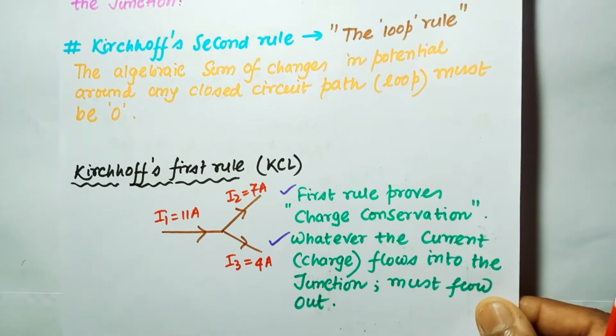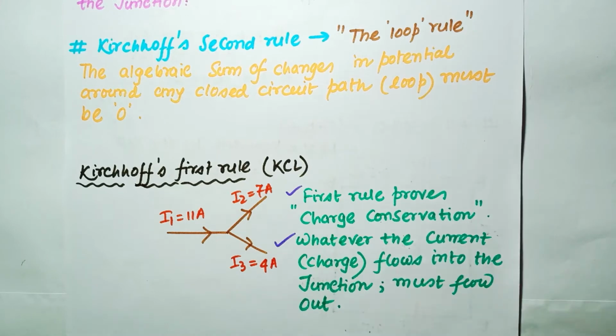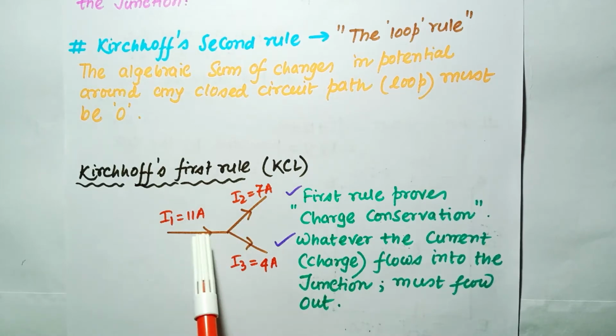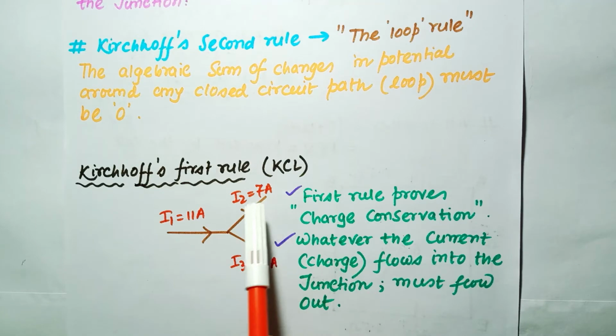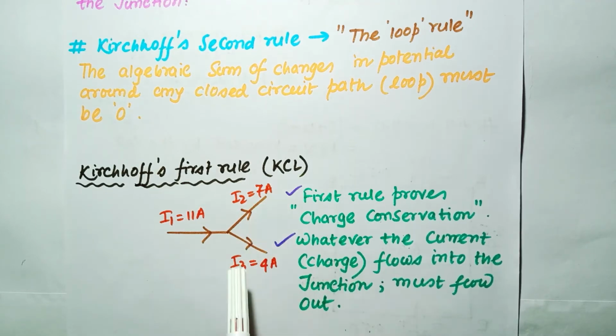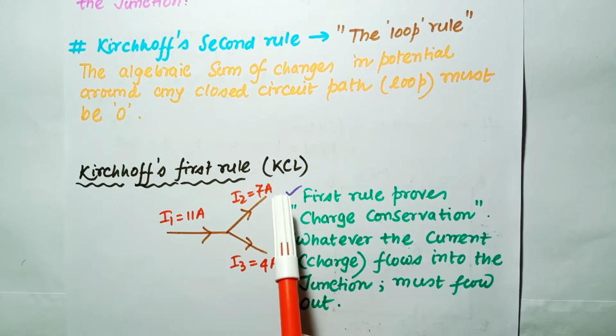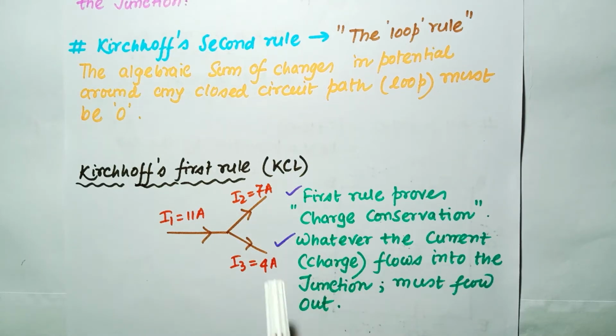So this is Kirchhoff's first rule. It is also called Kirchhoff's current law. You can see at this junction point, the current I1 of 11 ampere is entering, and two currents, I2 and I3, leave this junction. Suppose I2 has a value of 7 ampere and I3 has a value of 4 ampere. If I add these two currents I2 and I3, I will get the value of I1.